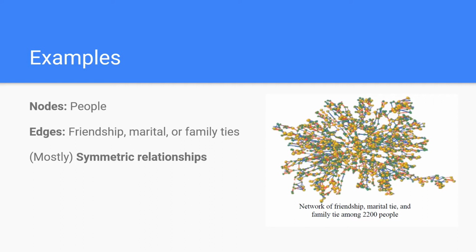Now, why are they called a symmetric relationship? Because these nodes share a mutual interest among themselves, so they have a symmetric relationship.